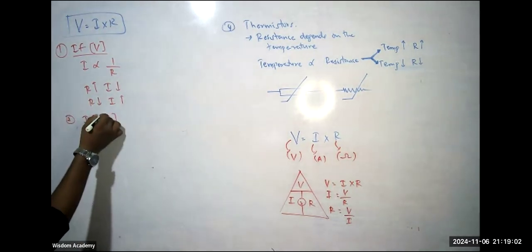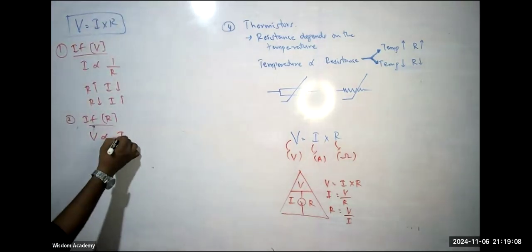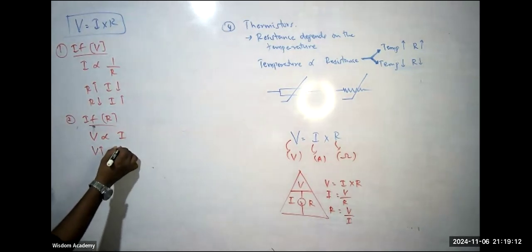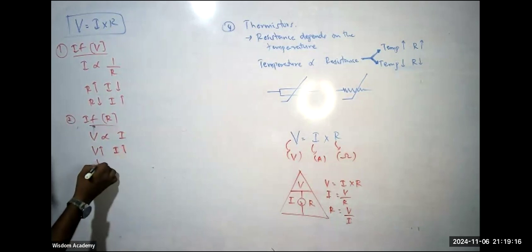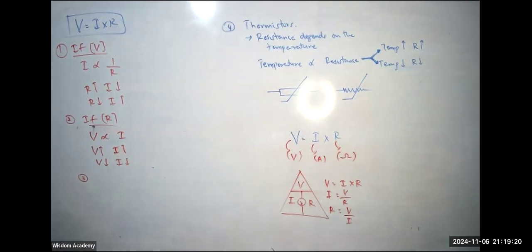And number two. Let's say if the resistance is constant, then voltage is directly proportional to current. That means you increase the voltage, current increases. You decrease the voltage, current decreases. So you know these are not to be memorized.